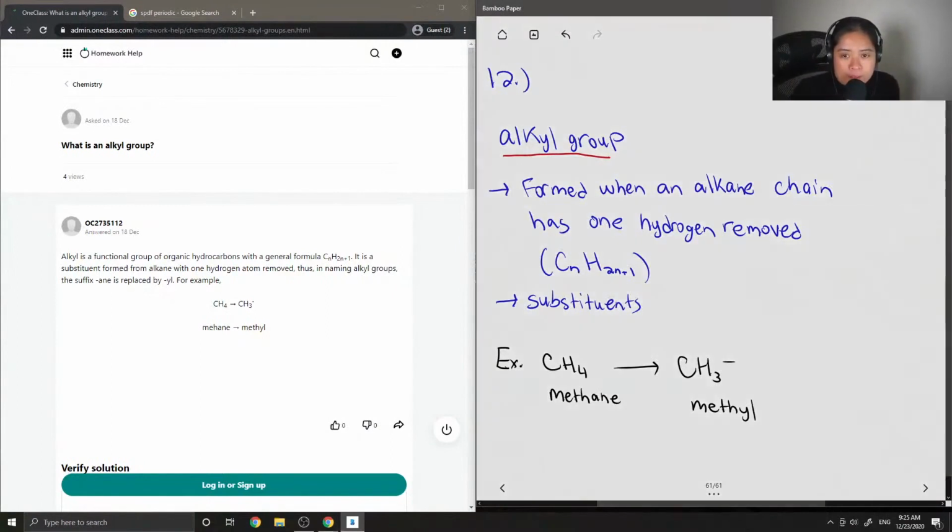I'll just have another example because we have time. Let's say we had a long carbon chain. And we had groups sticking out.